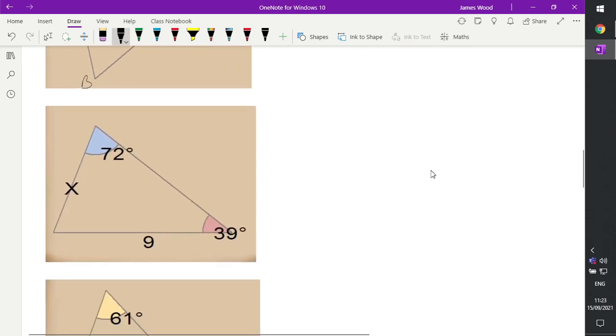This one I've got two angles and two sides, so this is going to be the sine rule. I would set it up as x over sine 39 equals 9 over sine 72, and then I could solve that.